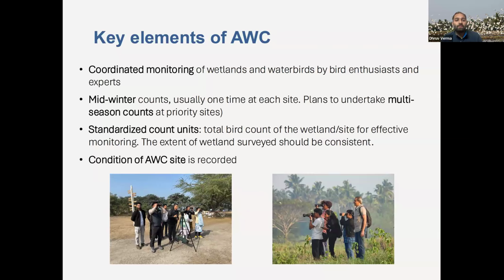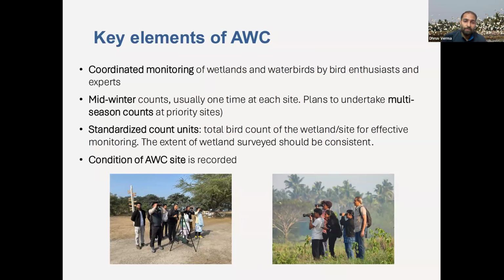Because otherwise, what happens, because of varying coverage or varying geographical scope of the count unit, at times counts also vary, and then we cannot compare the count of year 2020 with 2025 and so on. So that's why the extent of wetland surveyed should be very consistent. And as I said, we also report the condition of the site. I think we'll be talking about how we do this wetland condition assessment after Mithil's input or the walkthrough of the project on eBird.